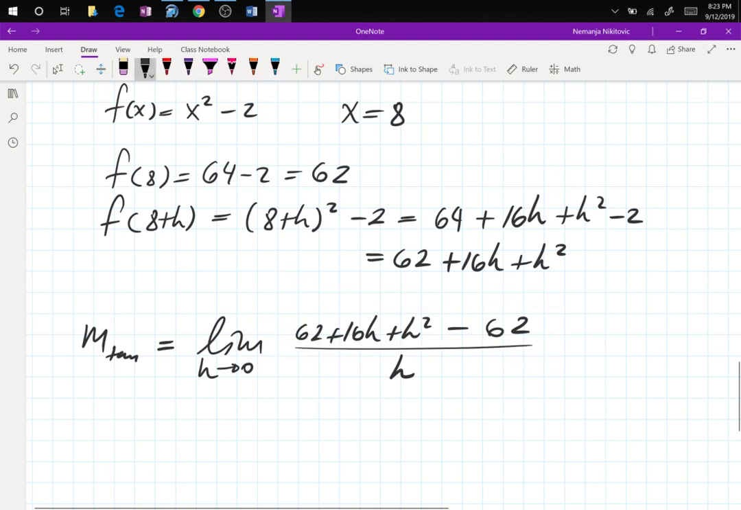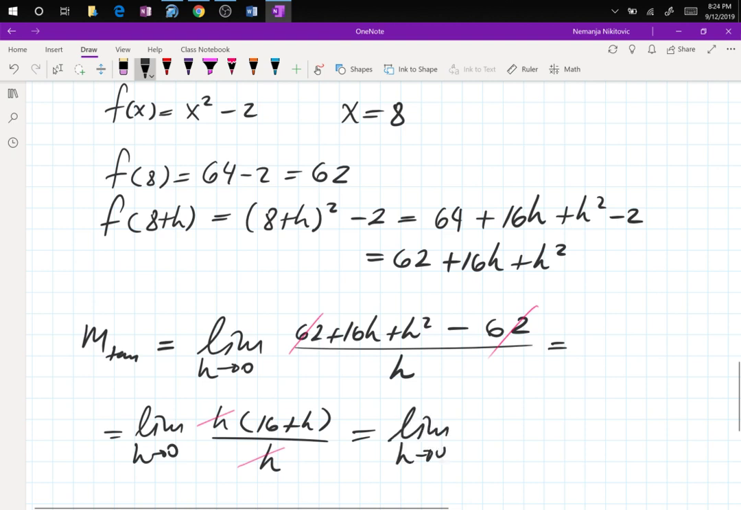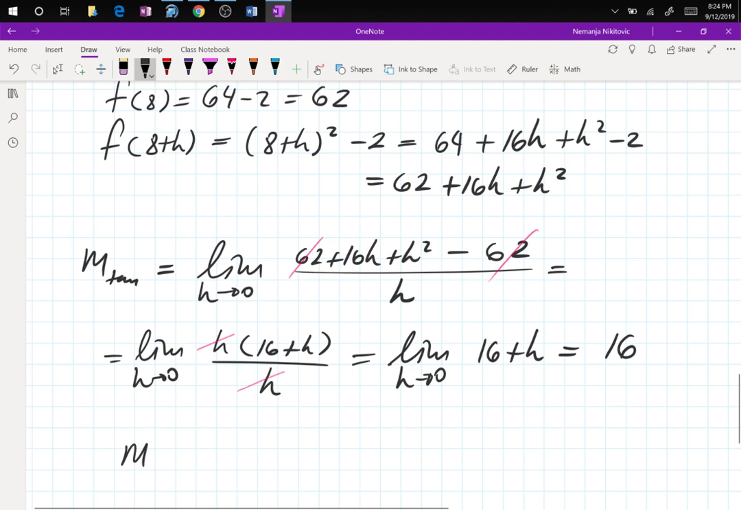Now we compute this real quick. We have the limit, h goes to 0. 62 and 62 cancel. At this point, you factor out h. You get 16 plus h divided by h. You cancel h and h. You get the limit, h goes to 0, of 16 plus h. And as h goes to 0, the slope is 16. M tangent equals 16.